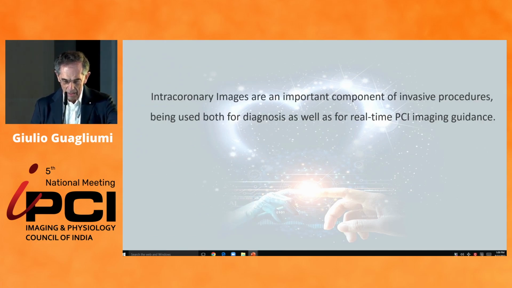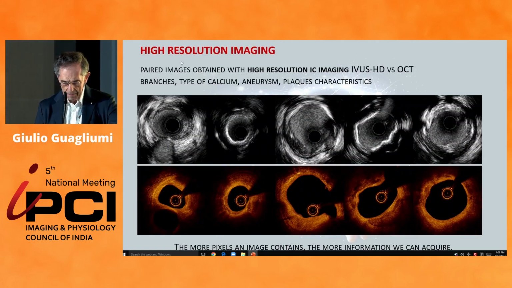I think that we are always convinced that intracoronary images are an important component of invasive procedure for two aspects. One is to make a diagnosis, the other one is for real-time PCI guidance. Here you have where we are today in terms of high-quality imaging, and you may see that we have an incredible quality of images.